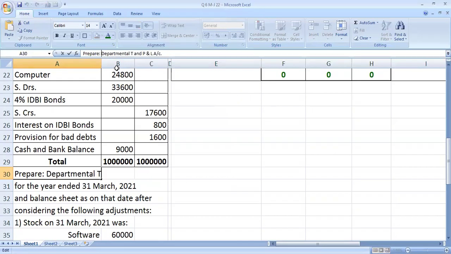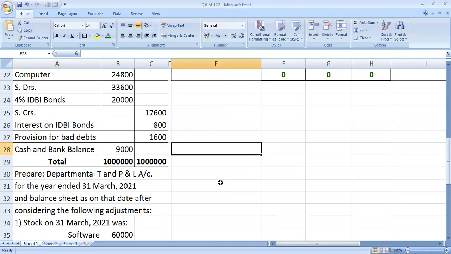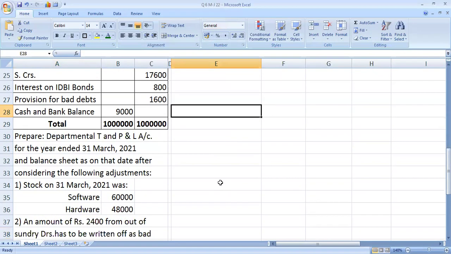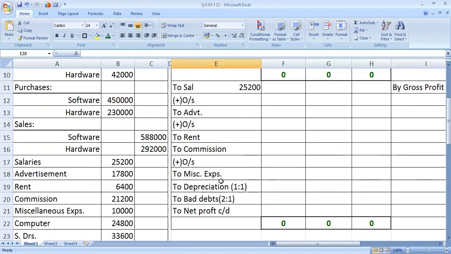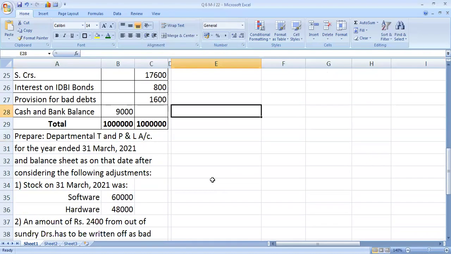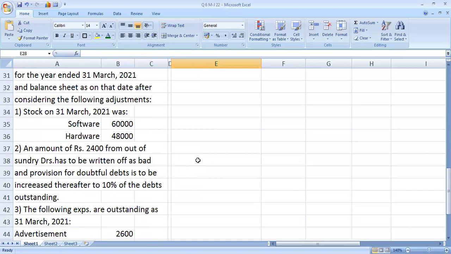and balance sheet as on that date after considering the following adjustments. Adjustment number one, stock on 31st March 2021 was software 60,000, hardware 48,000. Adjustment number two, an amount of rupees 2,400 out of sundry debtors has to be written off as bad, and provision for doubtful debts is to be increased thereafter to 10% of the debts outstanding.